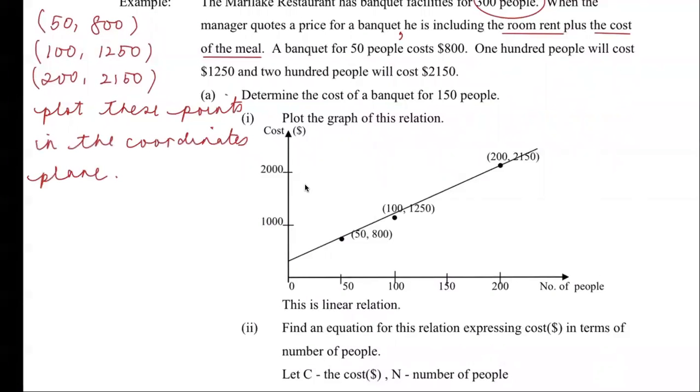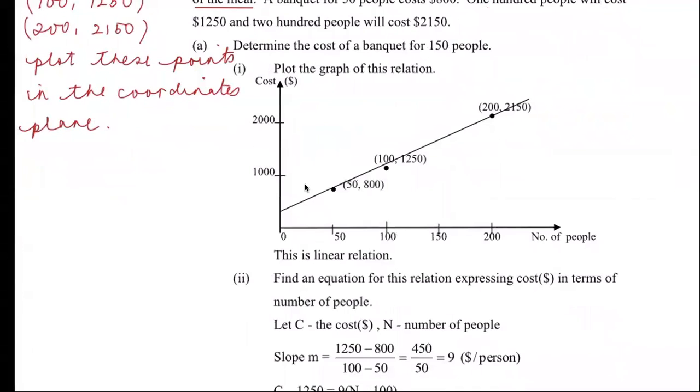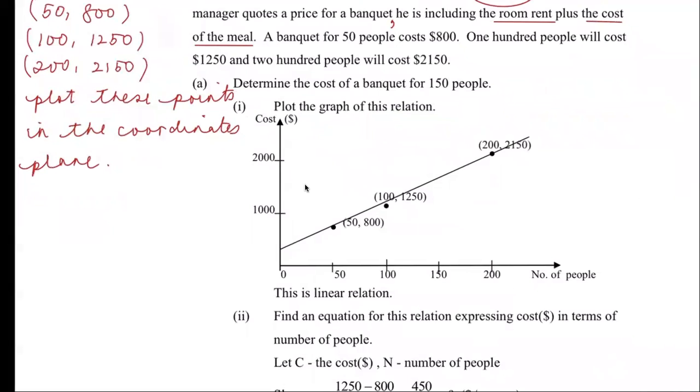Okay, I'm not going to do it here because I don't have the proper paper. I can't measure the stuff. But the answer here did that for us. So if we plot these 3 points in the coordinate plane, this will be 50, 800. This point represents 100, 1250. And this point represents 200, 2150. If we join these 3 points, we'll see.